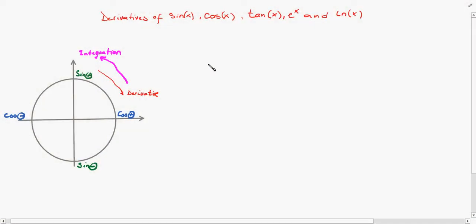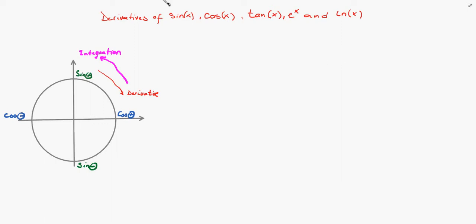Hey, what's up guys? In this video we're going to take some derivatives of, as you can see, the sine of x, the cosine of x, the tangent of x, the natural exponential of x, and the natural logarithm of x. Before we get started, I've drawn a unit circle here to show you what we're talking about.